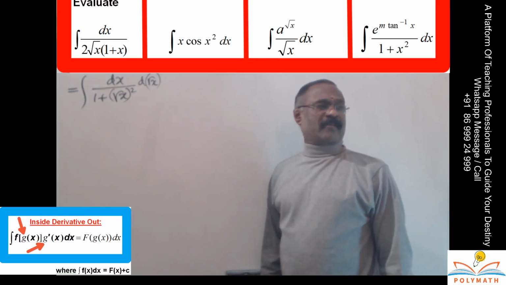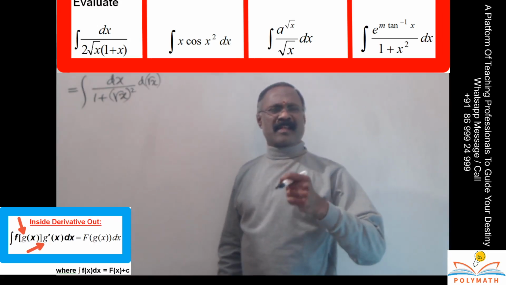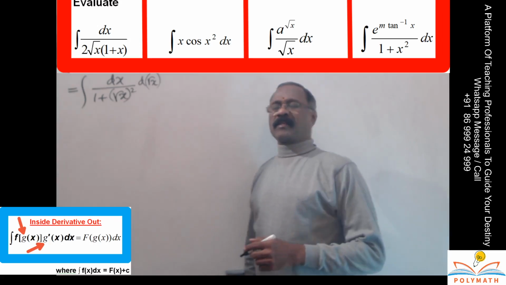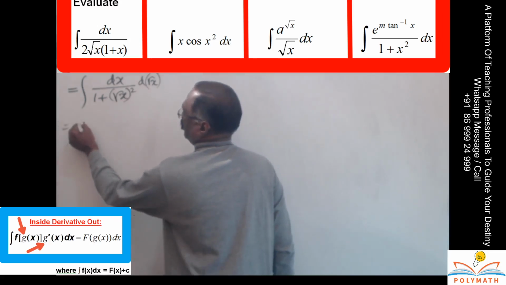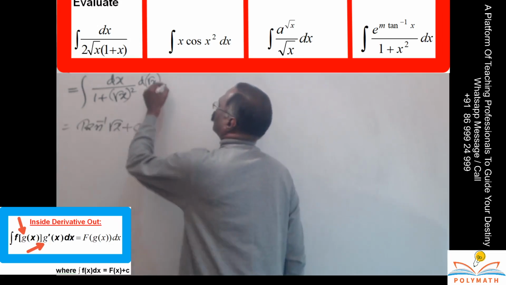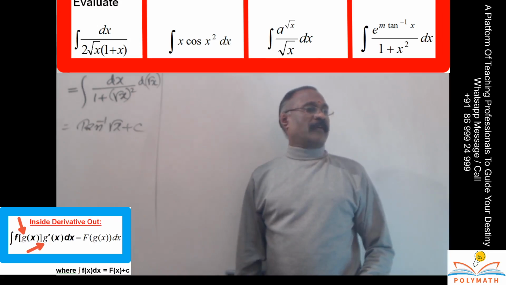So straight away you can take it as integral 1 upon 1 plus x square, which is the anti-differentiation formula directly. Integral 1 upon 1 plus x square is tan inverse x. Within one step you can write the answer. It is tan inverse root x plus c. Done, the first one. Coming to the next one.